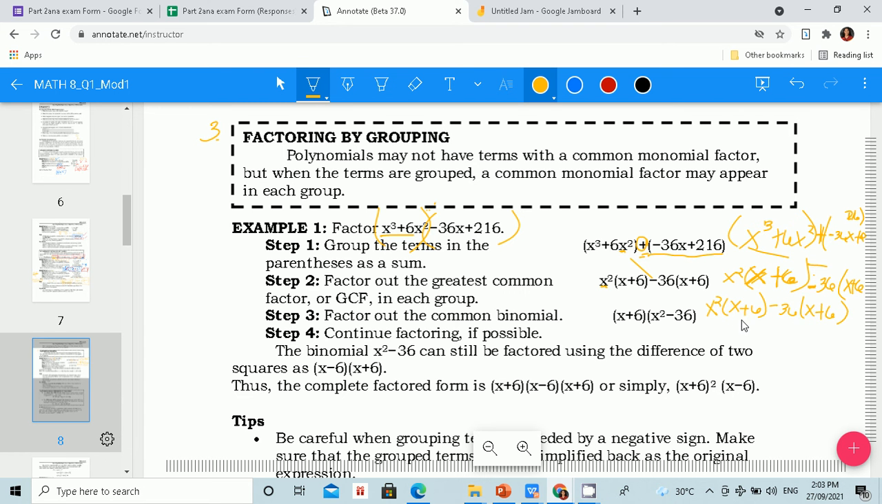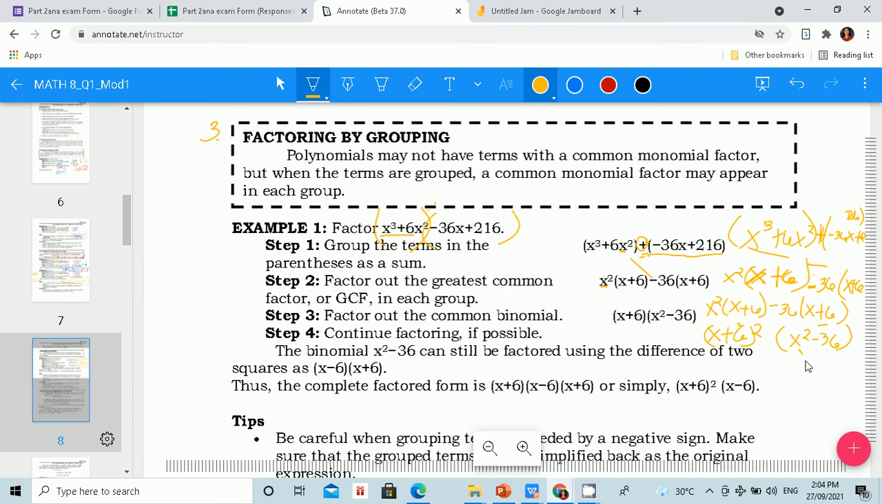Class, we have the same x plus 6 in both, so x plus 6 and x plus 6 give x plus 6 squared. So we will write that one: x plus 6 squared, and then times x squared minus 36. So these are the factors: x plus 6 squared times x squared minus 36.